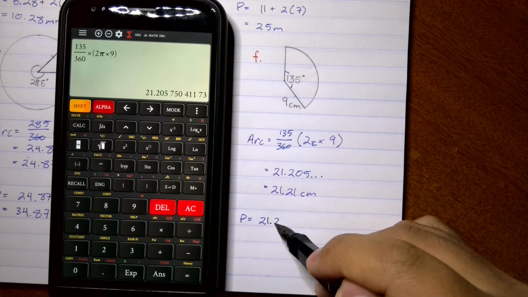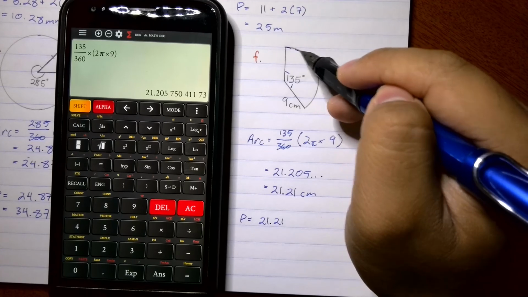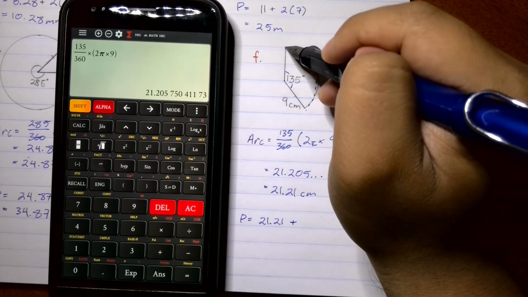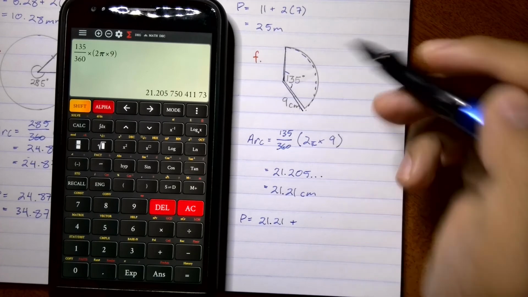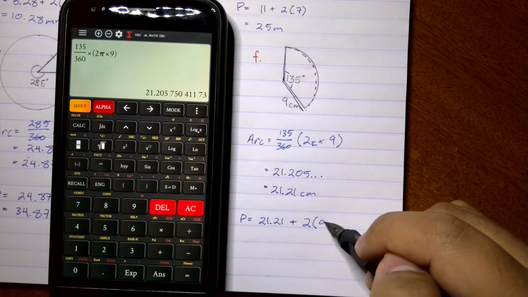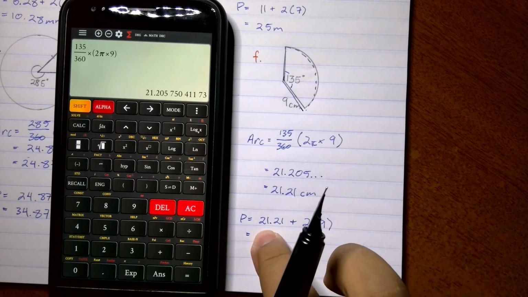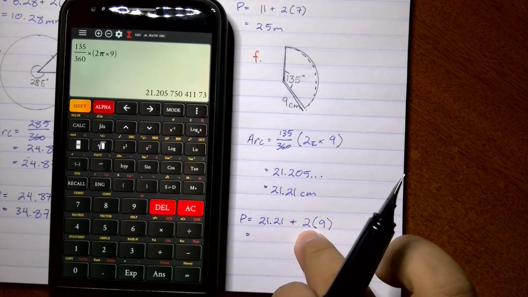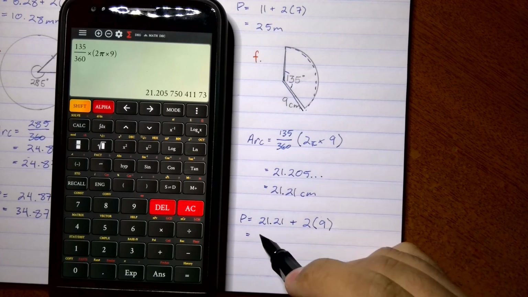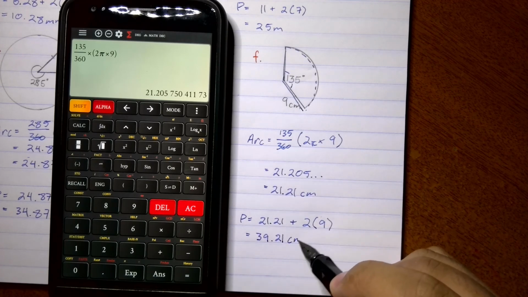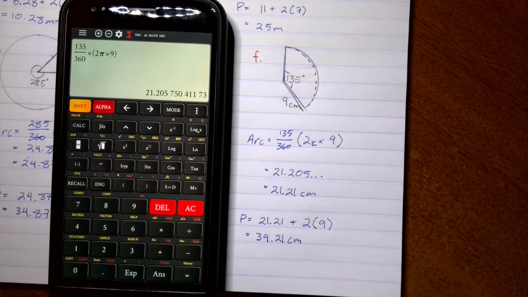We'll calculate the perimeter by taking the arc length, which is this value, adding this value and this value, which is 2 lots of 9. 21.21 plus 2 times 9 is 18, is going to be 39.21 centimeters.